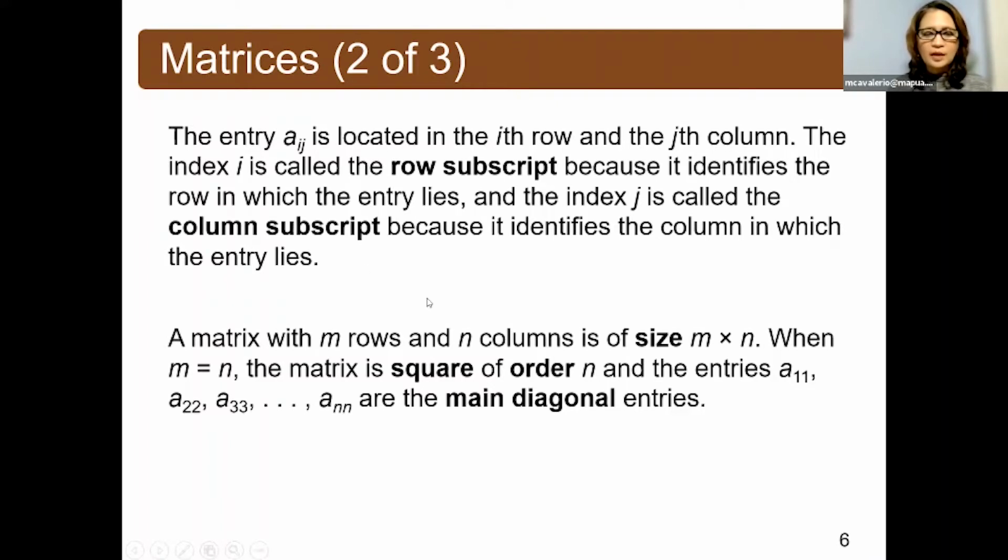Now, a matrix with m rows and n columns is of size m by n. So when m is equal to n, that means we have an equal number of rows and columns. The matrix is said to be a square matrix of order n. And the entries a11, a22, a33, up to a sub nn are the main diagonal entries.